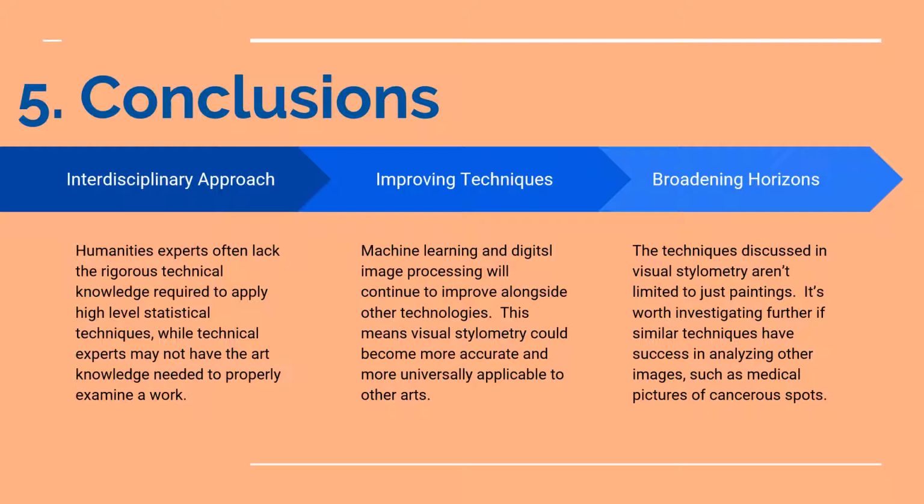And finally, we can look to broadening our horizons. The techniques used in visual stylometry aren't limited to just paintings. There are so many other technological trends that we could apply them to, such as natural language processing or looking at images of cancerous growths and determining whether they're malignant or non-malignant.